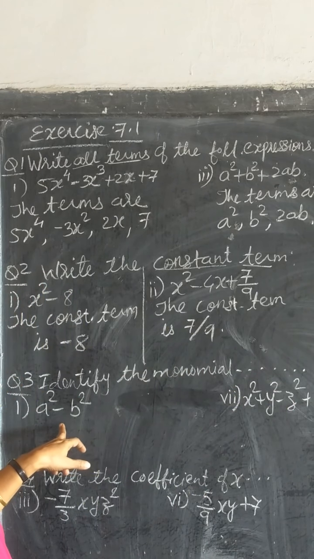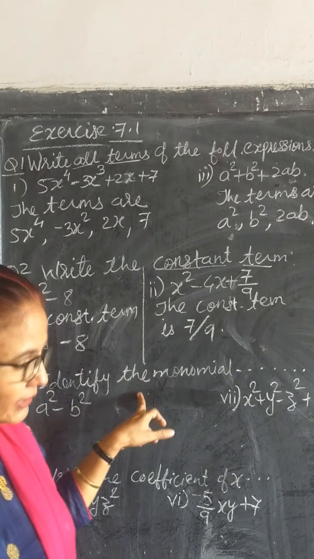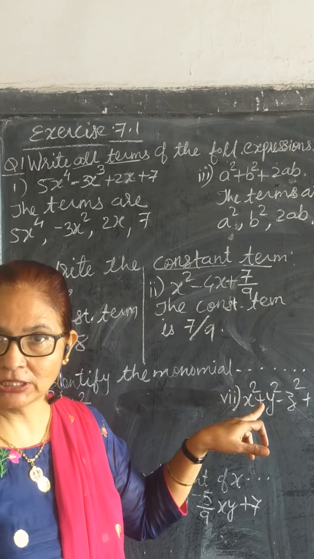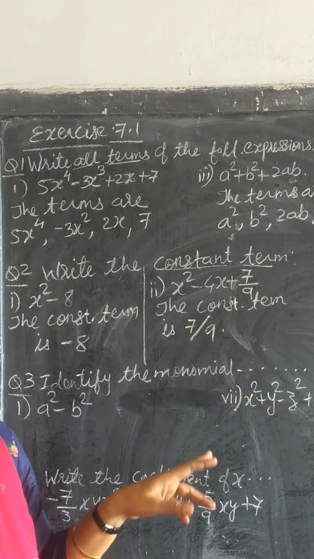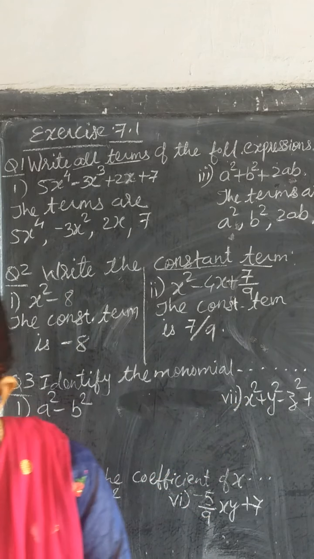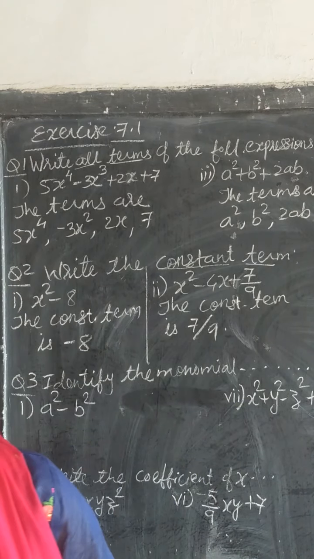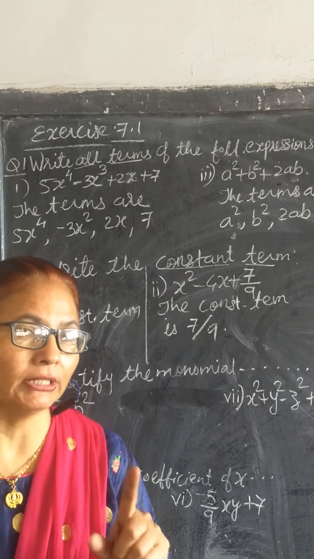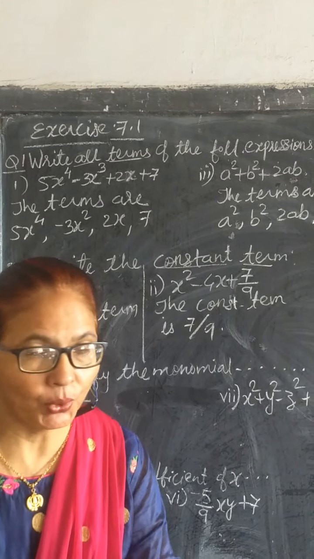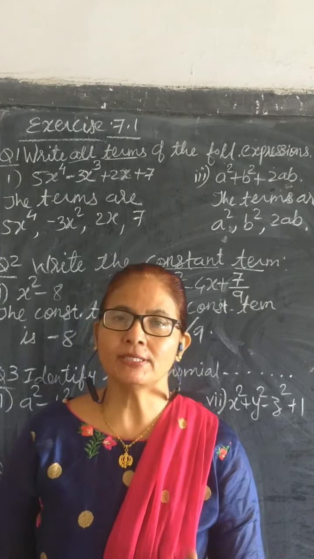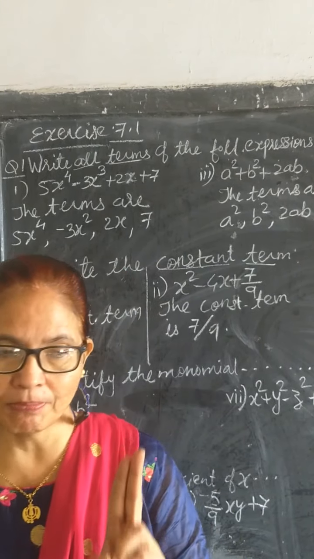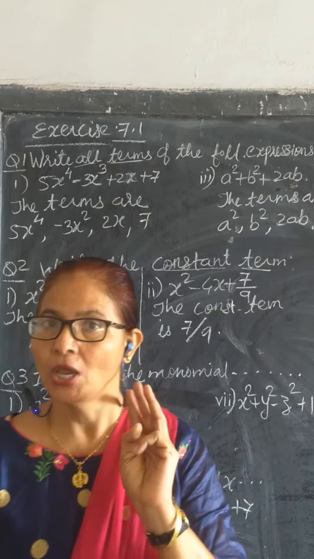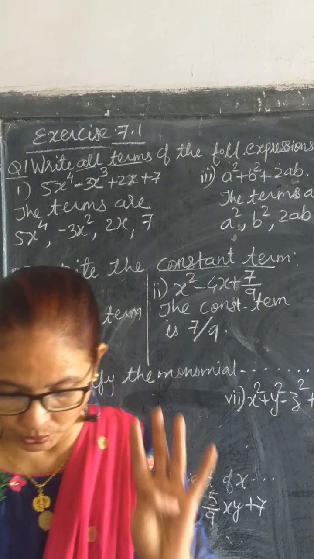Now let's see the third heading. The question is, identify the monomial. I have not written the full question. You can see that question in the textbook. The heading is, identify the monomials, binomials, trinomials and quadrinomials. Now monomial. Mono means one. The expression having one term is called a monomial. Binomial means the expression having two terms. Tri means 3, as you know. Quadra means 4.